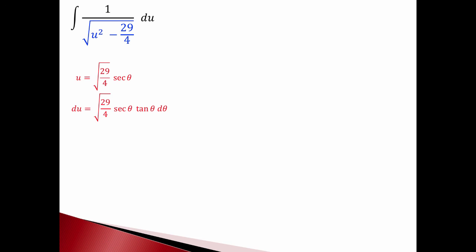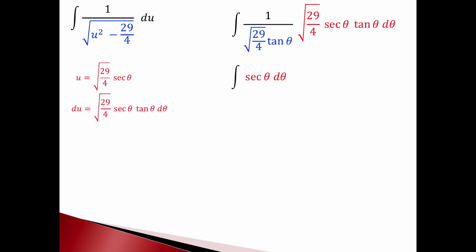We use our trigonomagic to turn that original ugly square root into a tangent theta. And the du becomes a secant theta tangent theta d theta. Wow, okay, that looks like a lot of messy trig, but you see the really cool thing is most of this stuff cancels. The a's, with this ugly square root of 29 over 4, cancel. The tangents cancel, and I'm left with just the integral of secant theta d theta.